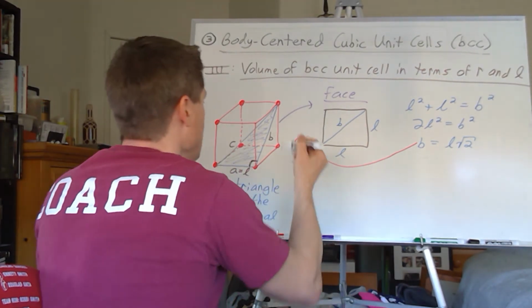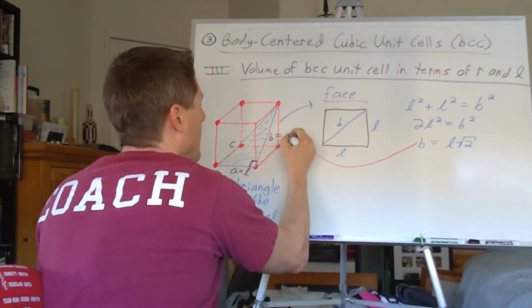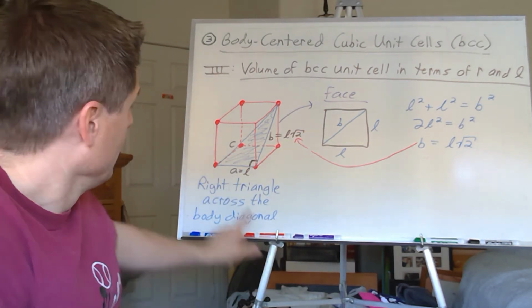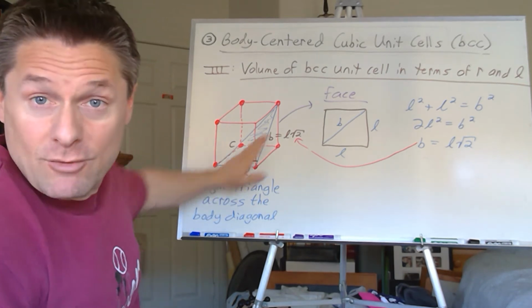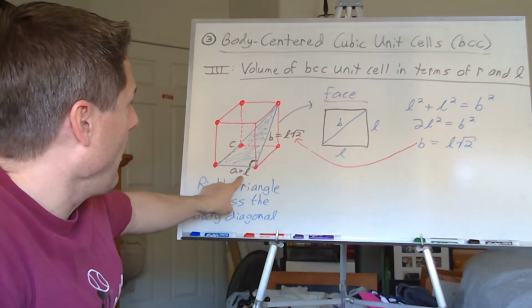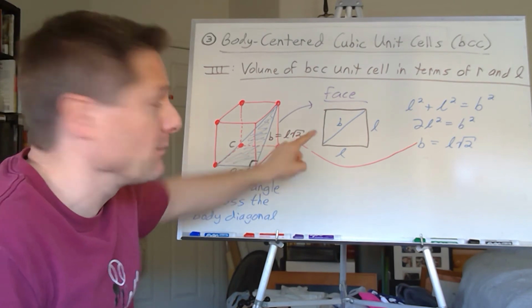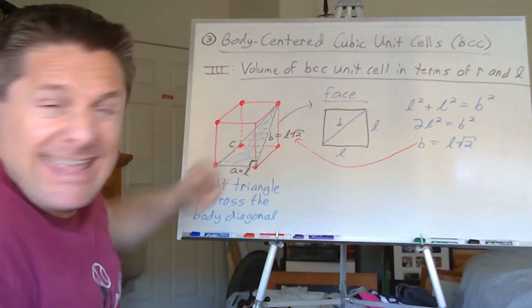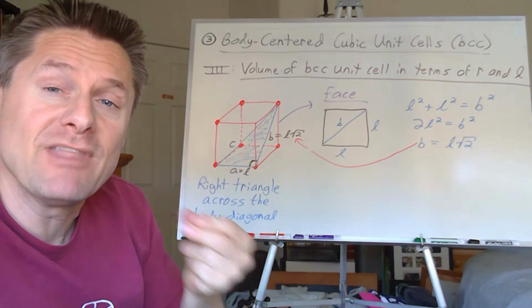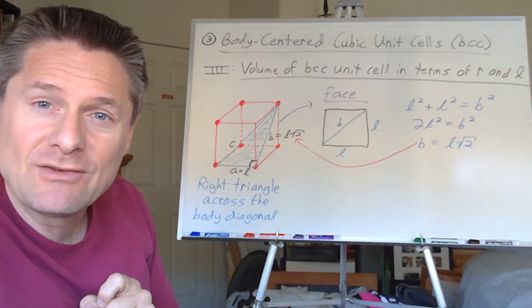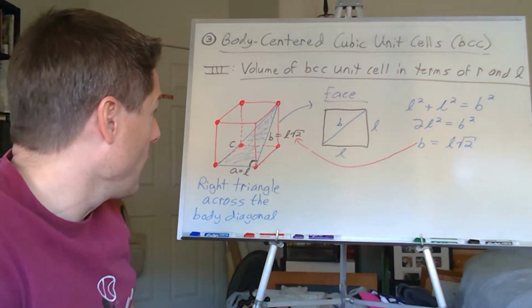So B is equal to L square root of 2. So A for this right triangle across the body diagonal would be the edge length L. The face diagonal would be L times square root of 2. Now we've got to get what C is in terms of the edge length, and then once we have that, we can take a look at this in terms of the radius as well.